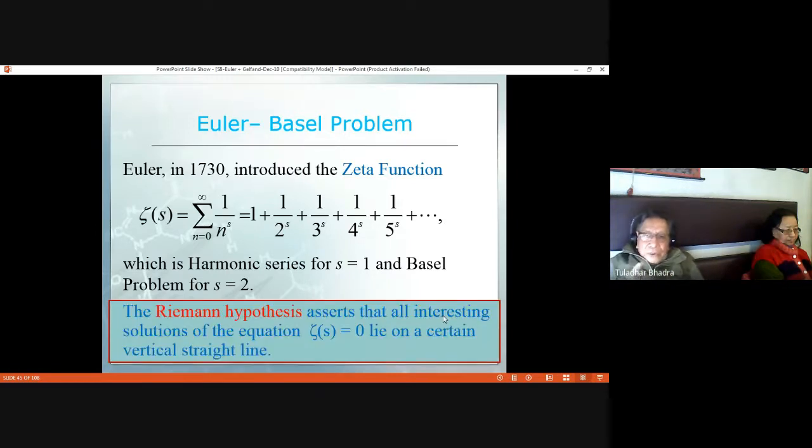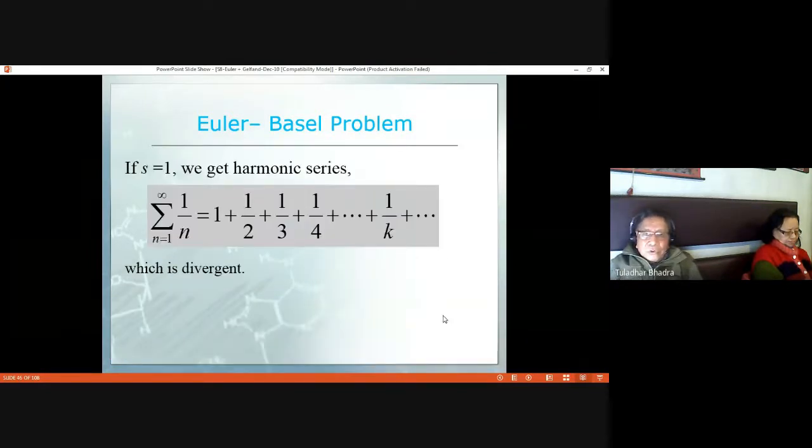The Riemann hypothesis, which is very important and very interesting, asserts that all the interesting solutions of this zeta function lie on a certain vertical straight line. The Riemann hypothesis is a very huge, interesting area of mathematics. So if s equal to 1, we get the harmonic series, which is divergent, but this divergent series also has a sum, because sometime back in the School of Education, I gave a lecture on summation of divergent series. If you wish, I can repeat that sometime later.